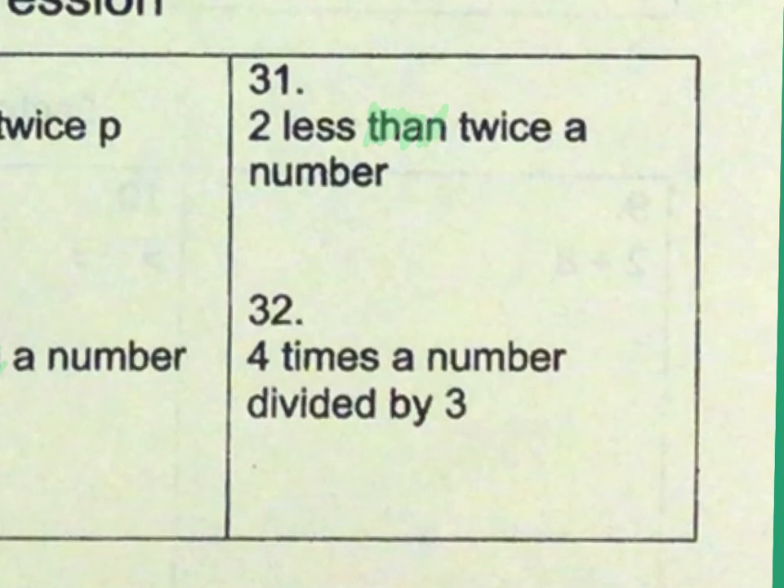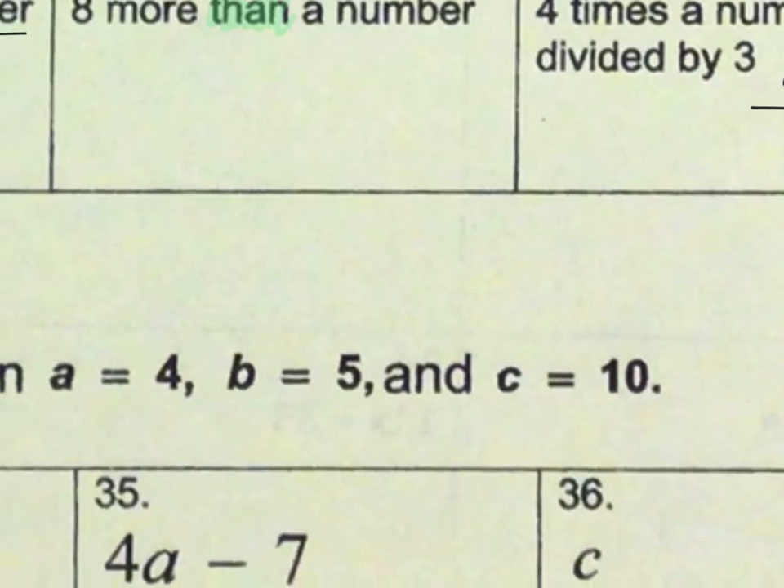I'm going to do number 32, though. Number 32 says 4 times a number divided by 3. Okay, so I have 4 times a number divided by 3. Again, when it says a number, you can choose whatever variable you want. So give some of those a try.